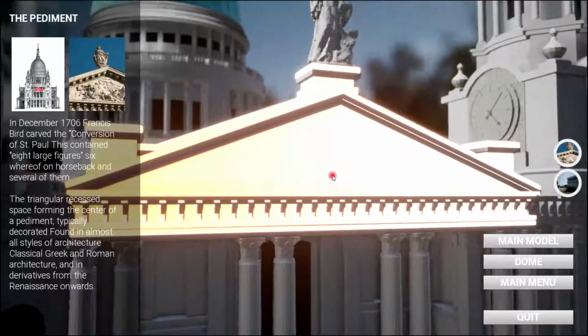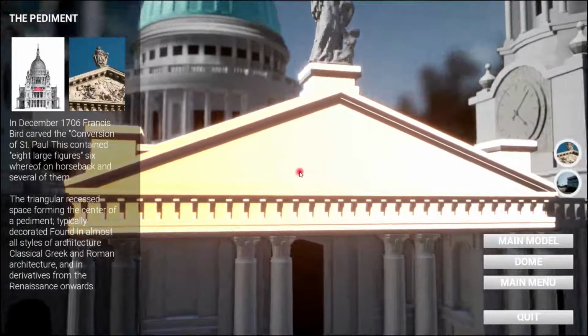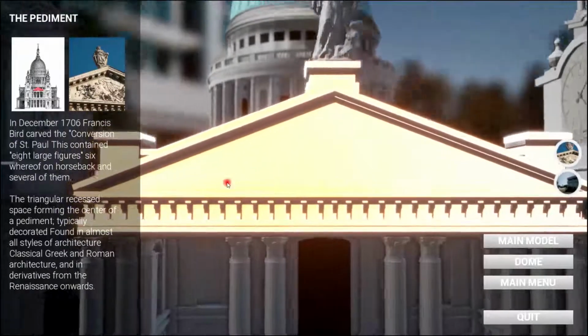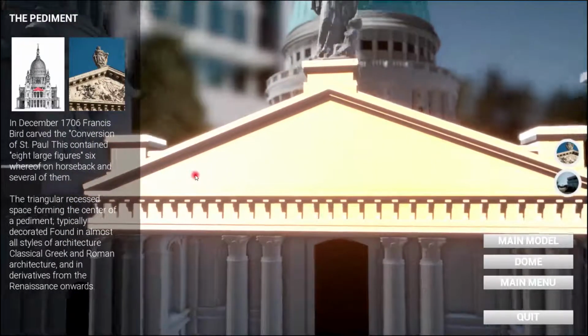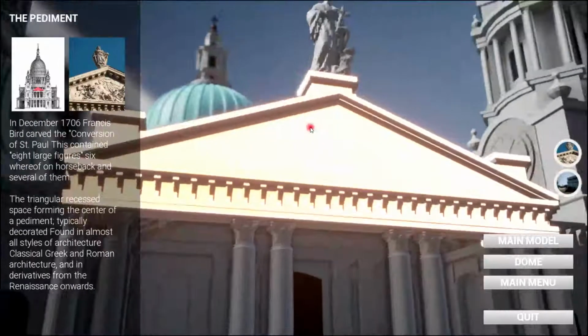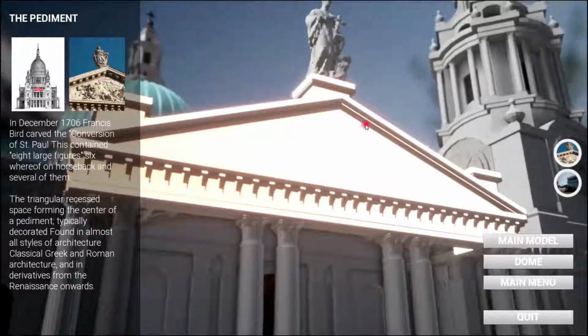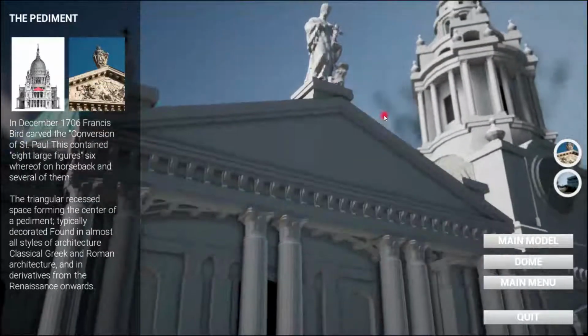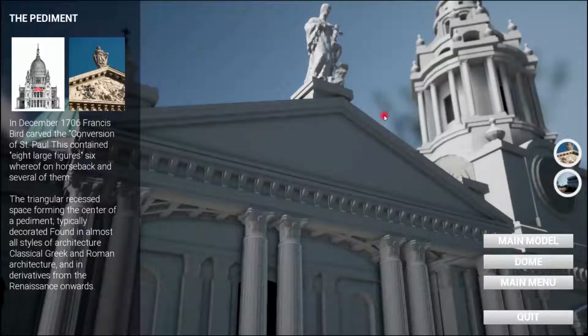In December 1706, Francis Bird carved the Conversion of St. Paul. This contained 8 large figures, 6 whereof on horseback and several of them. The triangular recessed space forming the center of a pediment, typically decorated, found in almost all styles of architecture, classical Greek and Roman architecture, and in derivatives from the Renaissance onwards.